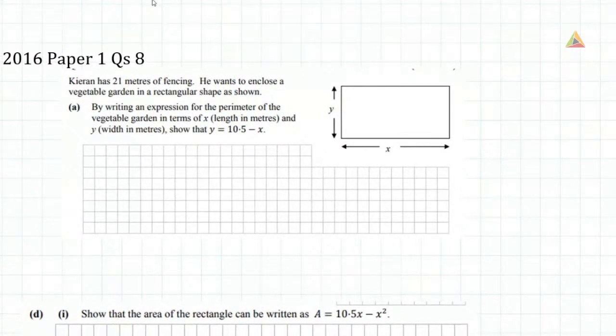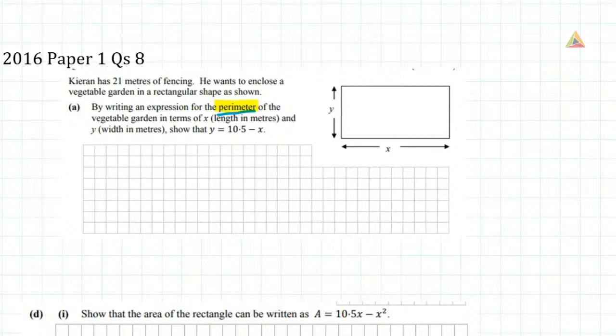So this says, Kieran has 21 metres of fencing. He wants to enclose a vegetable garden in a rectangular shape as shown. By writing an expression for the perimeter of the vegetable garden in terms of x and y, show that y is equal to this. Okay, so our clue here is our perimeter.